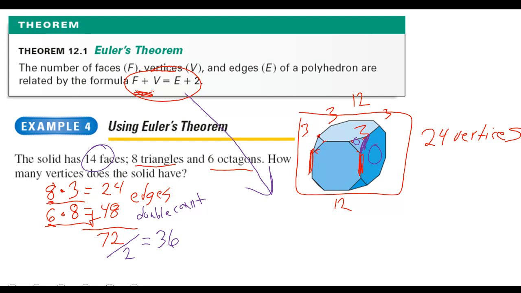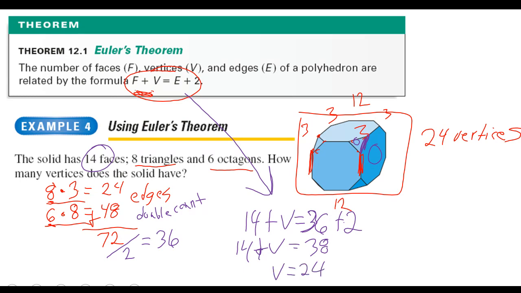Faces, it tells us it's 14, so 14 faces plus, I don't know how many vertices, that's what we're finding out. Edges we just found is 36, plus 2, sweet. 38, and 14, great. Subtract 14 from both sides, vertices equals 24, which is what we found earlier. So there are those technically 2 different ways, but you'll see in the next problem, we're not going to want to count them.